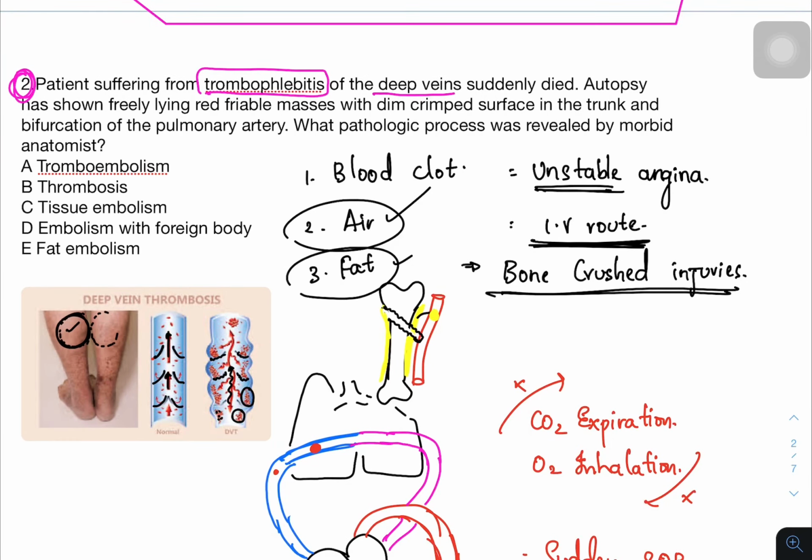So now look at the question. The patient was suffering from thrombophlebitis of the deep veins. Suddenly he died. Autopsy has shown free-lying red friable masses with a dim crimped surface in the pulmonary trunk and bifurcation of the pulmonary artery. Don't bother about all this terminology, overall understand the concept. So what pathological process was revealed? Of course, the patient had thromboembolism.